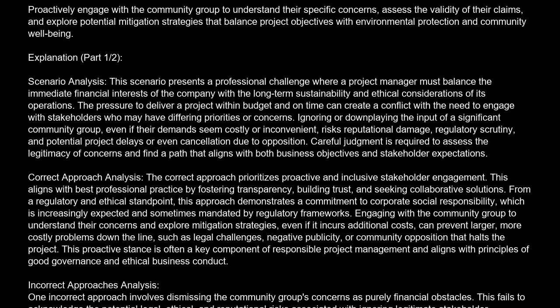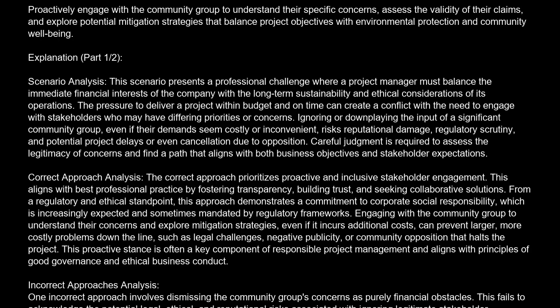The correct answer is A. Proactively engage with the community group to understand their specific concerns, assess the validity of their claims, and explore potential mitigation strategies that balance project objectives with environmental protection and community well-being. Explanation. Scenario analysis. This scenario presents a professional challenge where a project manager must balance the immediate financial interests of the company with the long-term sustainability and ethical considerations of its operations. The pressure to deliver a project within budget and on time can create a conflict with the need to engage with stakeholders who may have differing priorities or concerns.